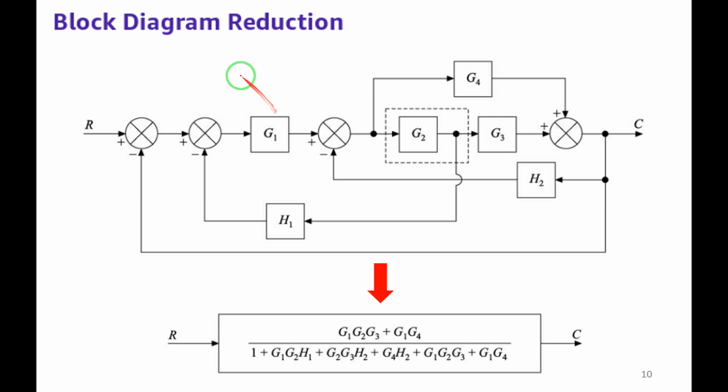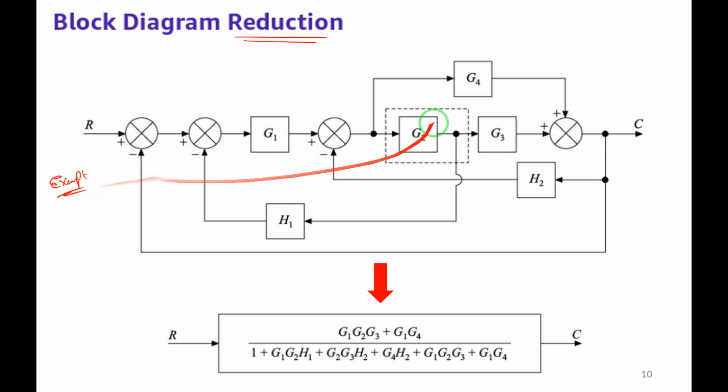Next, block diagram reduction. We have seen what a block diagram is, and we have defined it. It is a pictorial representation of the functions performed by each component and of the flow of signals. Next, block diagram reduction. Why are we calling it reduction? This is very important. Block diagram we know, but why block diagram reduction? You can observe, I have taken one example here.